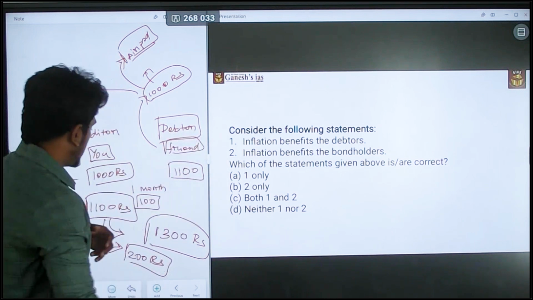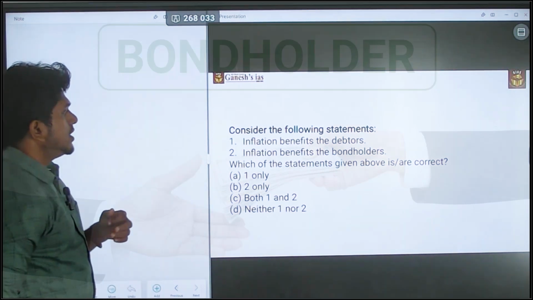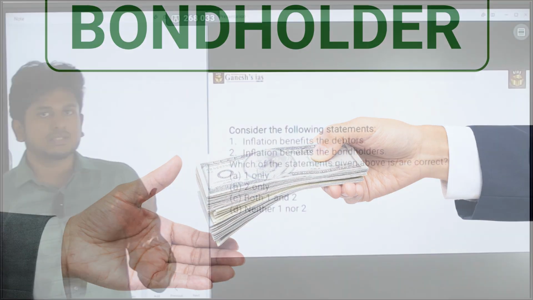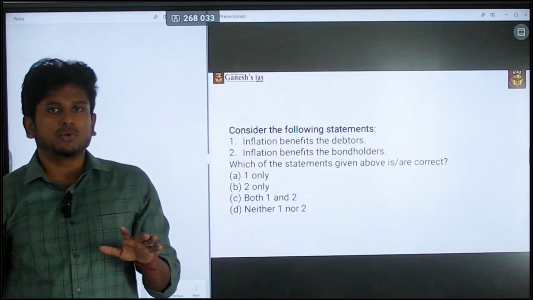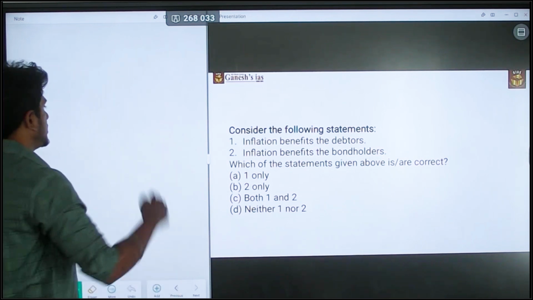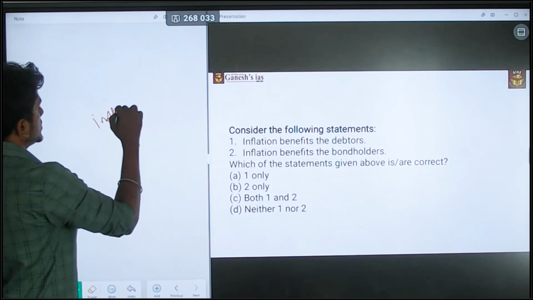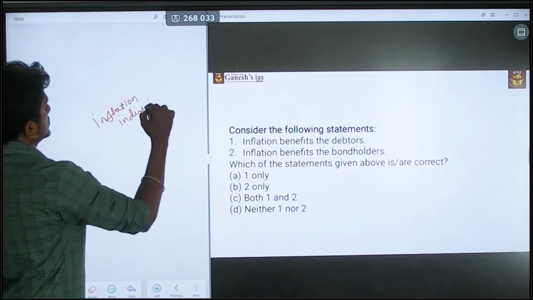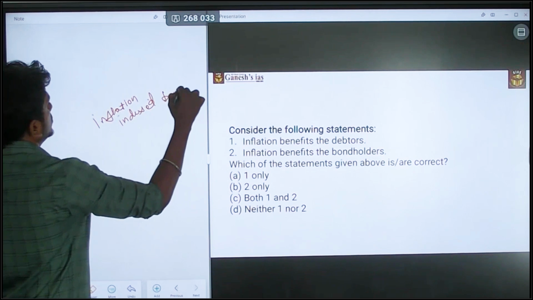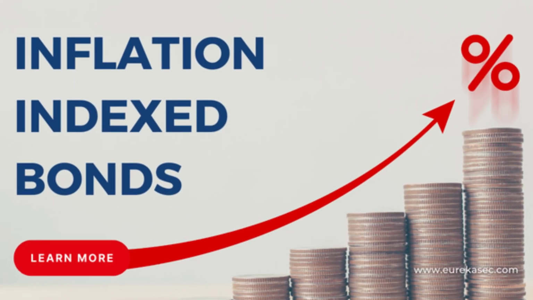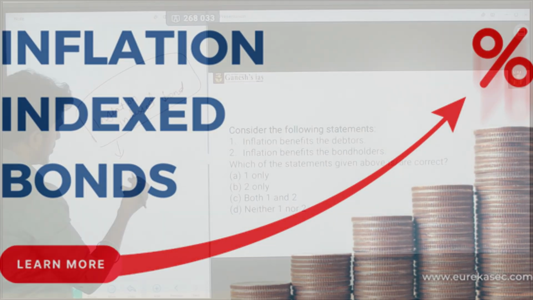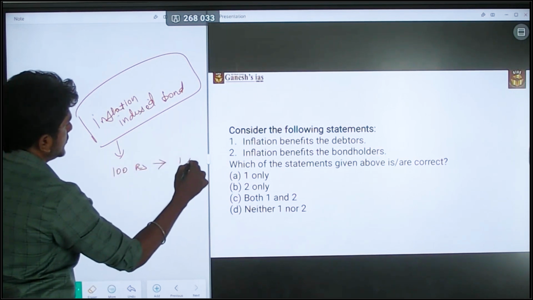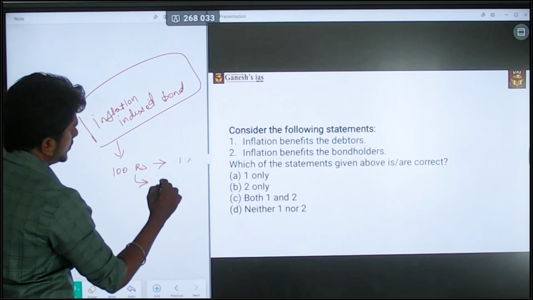It is true. Next: the inflation benefits the bondholder. See, the concern with this statement is that it's a blank, plain one. It is not speaking about anything like an inflation indexed bond. So what does an inflation indexed bond mean? Consider that you are buying a bond for 100 rupees, and it says the interest rate will be 1% with a maturity time of around 1 year.